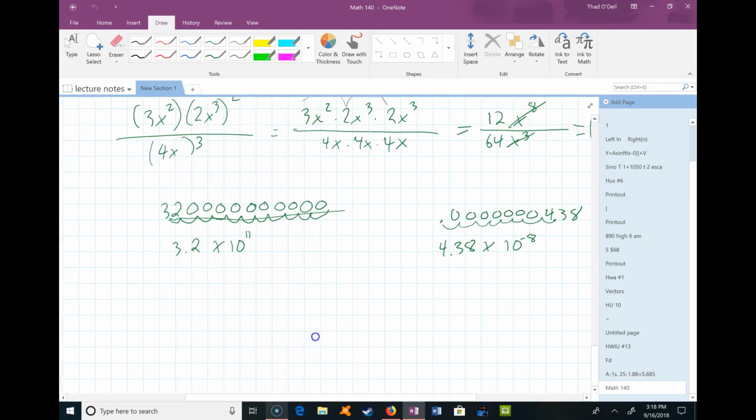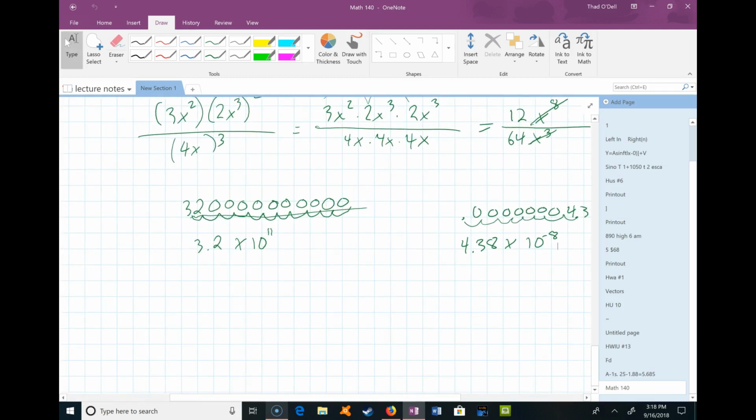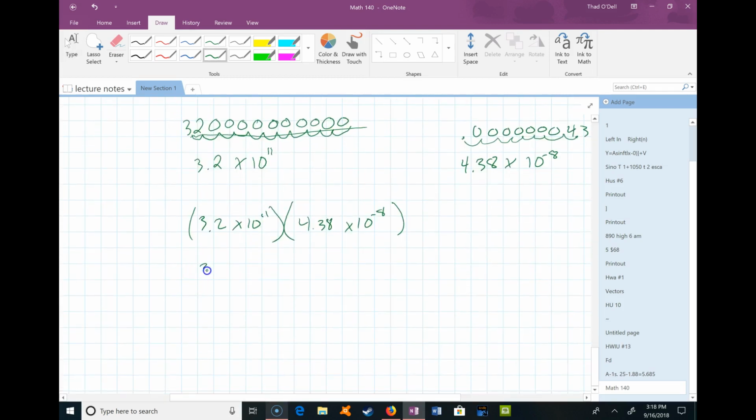Now the cool thing is, if for some reason I'm multiplying, I don't know of a case where I'd multiply these two together, but if I'm multiplying 3.2 times 10 to the 11th by 4.38 times 10 to the negative 8, I don't have to expand them out and multiply them like that. I can just, because this is really the same thing as 3.2 times 10 to the 11th times 4.38 times 10 to the negative 8th. Whoops, why did I put an X there? Come on, Dad.